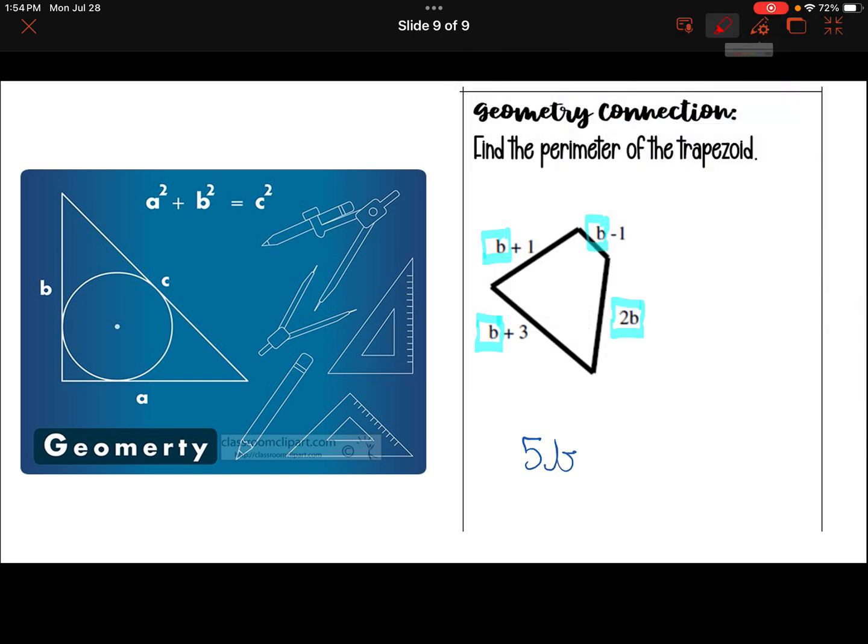And then I'm going to come around and add up all the constants. I've got a positive 1 and a positive 3, so that gets me to 4. Then I'm going to subtract 1, and that gets me to 3. And those are not like terms, so that would be the simplified algebraic expression that represents the perimeter of this trapezoid. And that is the end of today's lesson over algebraic expressions.